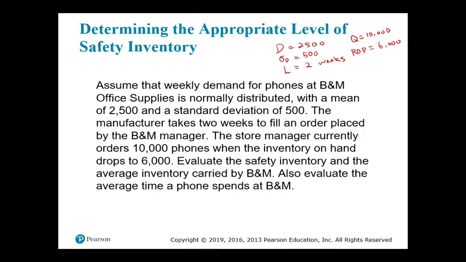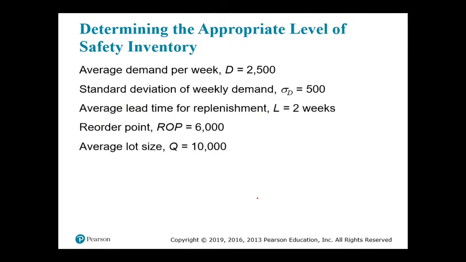Then we're asked to evaluate the safety inventory and the average inventory, as well as the average time a phone spends at B&M. The average time a phone spends at B&M is called what? Flow time, or average flow time. Okay, so these are our input parameters.